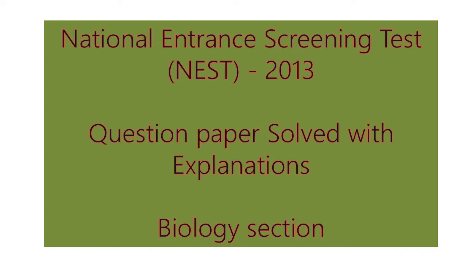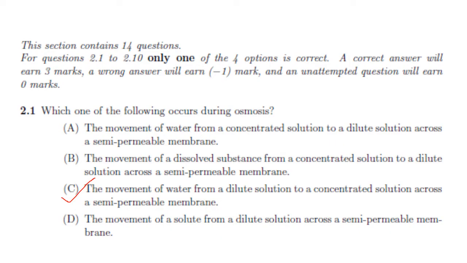Today we will be discussing the NEST 2013 question paper. I have solved only the biology section and I will be discussing only the biology section. This section contains 14 questions. For questions 2-1 to 2-10, only one of the four options is correct. A correct answer will earn 3 marks, a wrong answer will earn -1 mark, and an unattempted question will earn 0 marks. So coming to the first question.